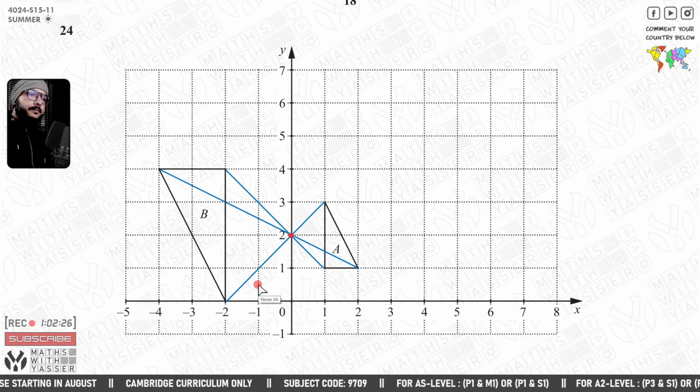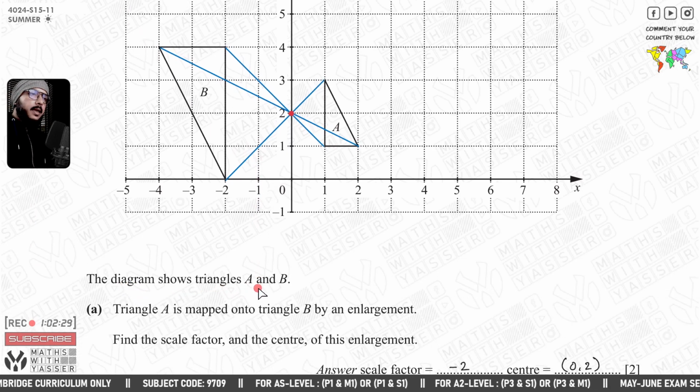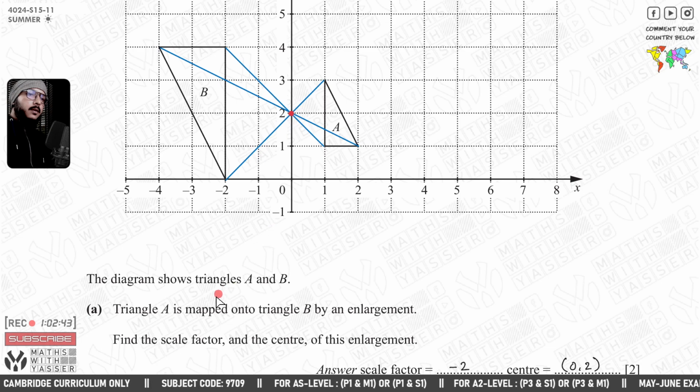Question number 24. The diagram shows triangle A and B. Triangle A is mapped onto triangle B by an enlargement. So this image got mapped from this object. We need to find the scale factor and the center of this enlargement. So what we can do is connect the respective points of the triangles with a straight line. The intersecting point of the lines is the center of enlargement. So as you can see, it is at 0, 2.